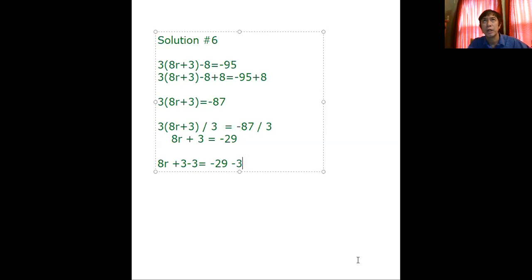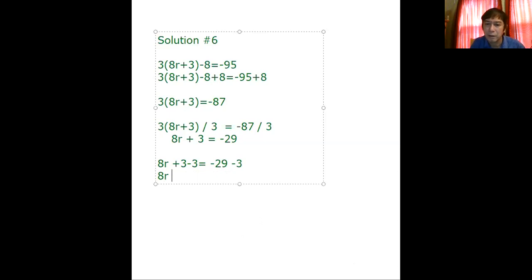Remember, an equation is like a balance. If you put 10 pounds here, you also put 10 pounds here. If you subtract 5 pounds here, you subtract 5 pounds here. Otherwise, if you don't do that, it will be not equal, not in equilibrium. One will be higher, one will be lower, like that. So this is now the subtraction property, and 8R plus 3 minus 3 will just be 8R on the left side.